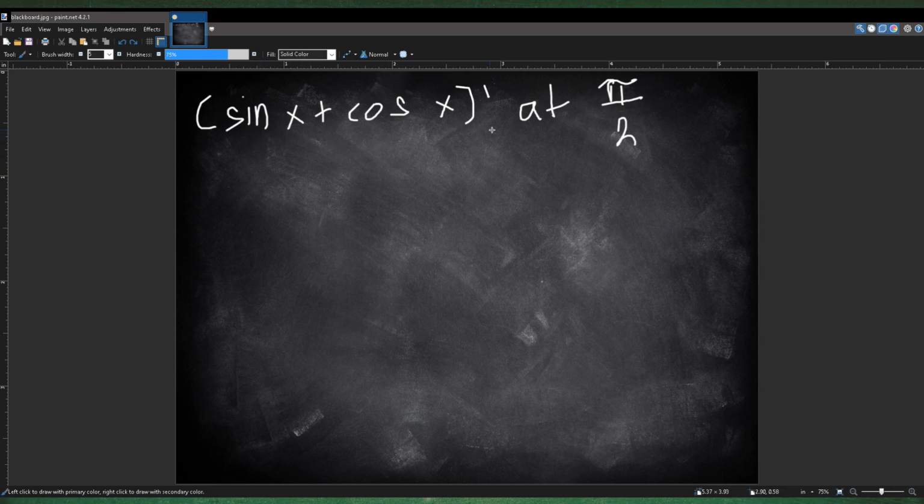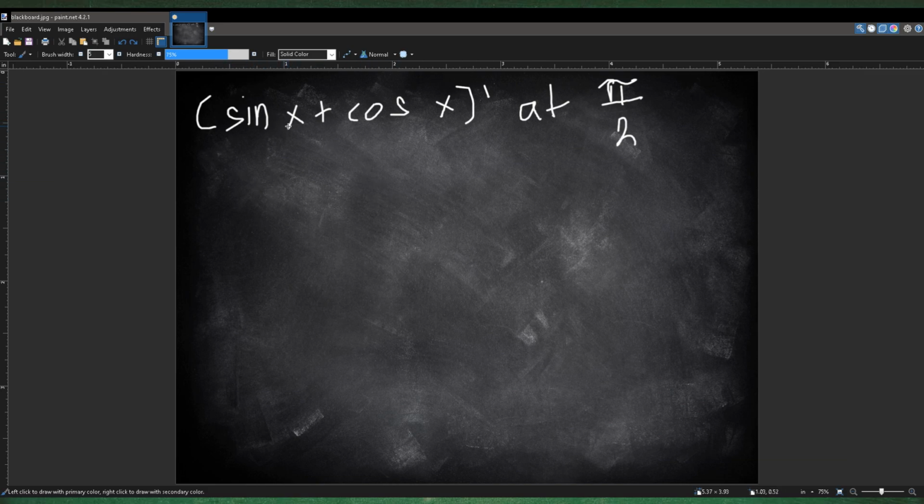So the derivative of sine of x plus cosine of x at pi over 2. For derivatives, we could just use the regular rules. Just because they're trig functions doesn't mean they're any different. They're a different type of function, but they have to follow the same rules. So when you're adding derivatives, all you need to do is separate the equations, do the derivative of each, and add them back together.